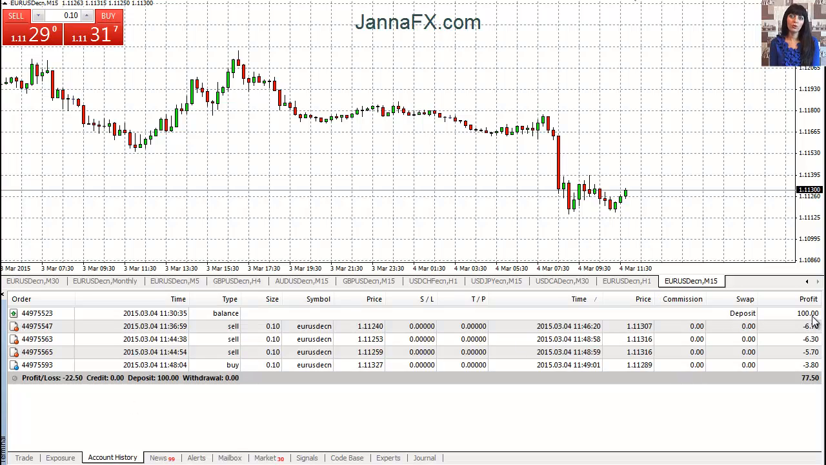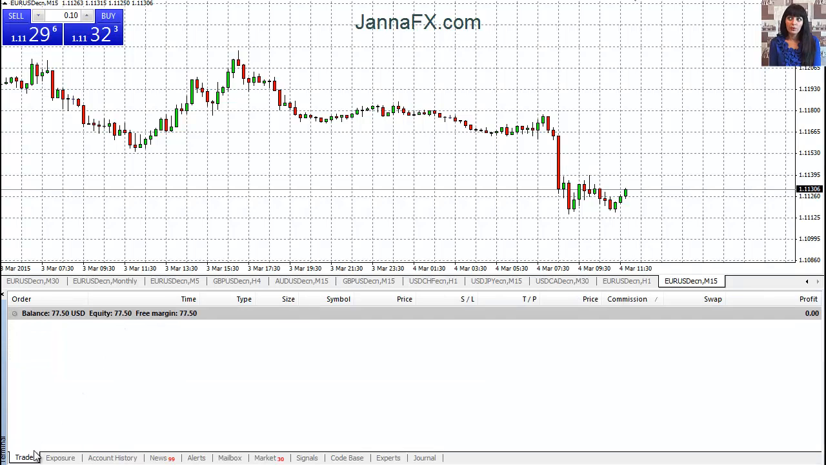so you would see that the margin is going to be back to the account. We can see in the account history we have so many losses. It's minus $22, and you see there is no margin anymore, so we returned our margin, and this is what we have left on our account now, $77.50.